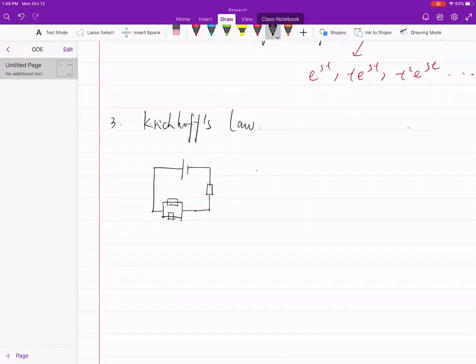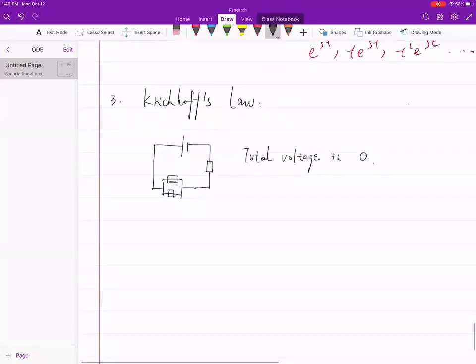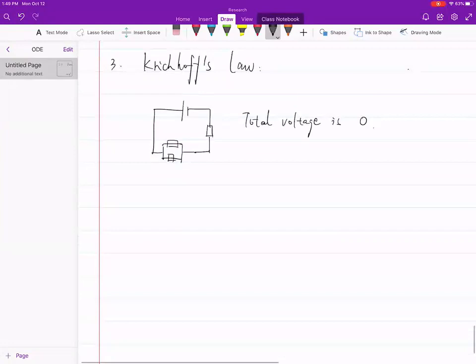Then the total voltage is 0. Otherwise, your total basically means all your electrical potential should be balanced. For this to happen, that means something plus something plus something equals 0. And this represents the total voltage. That's the law.